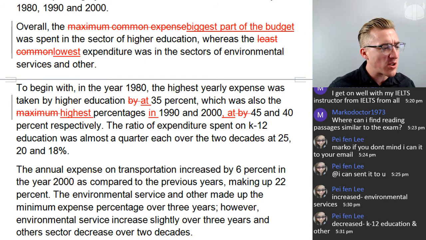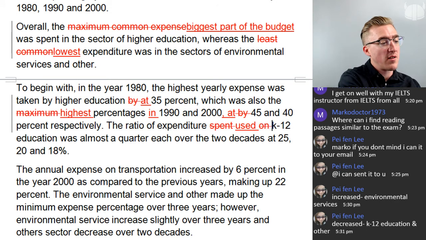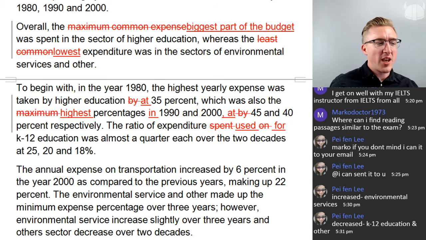The ratio of expenditure spent on, let's use used, for K through 12. You don't want expenditure and spent. You don't spend expenditure. You can use expenditure, you can spend money, but you can't spend expenditure. They both have the word spend in it. Was almost a quarter each over the 2 decades at 25, 20, and 18%. Okay, not bad.